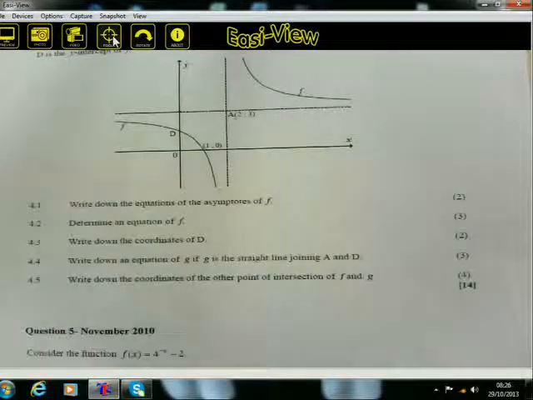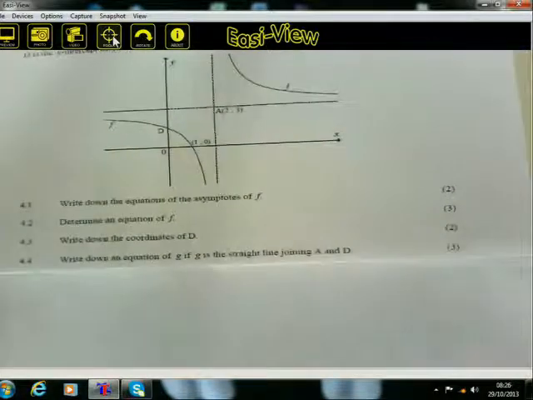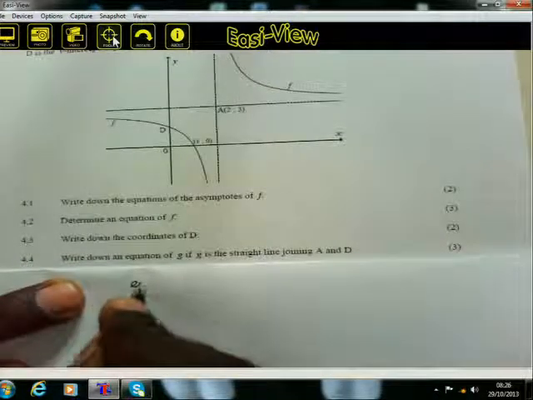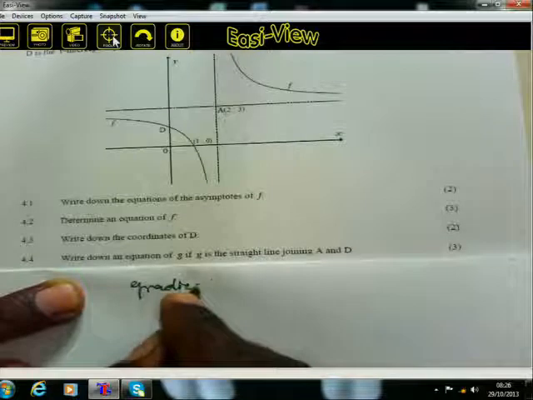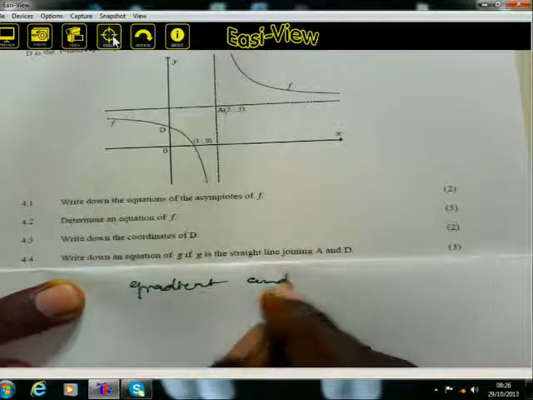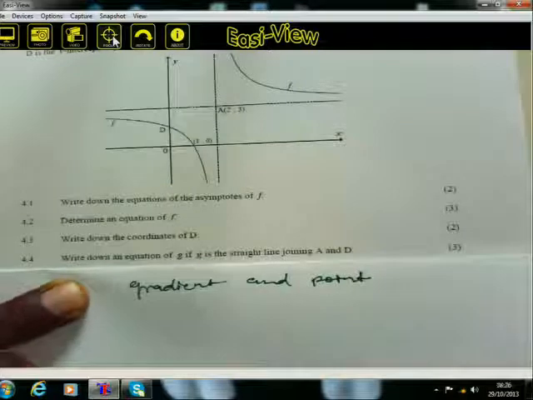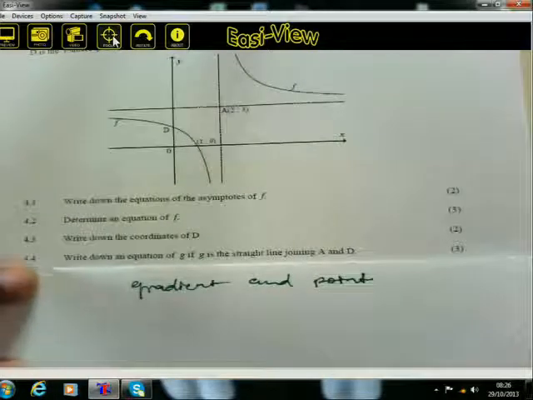For a straight line, to have the equation of a straight line, we must have two things. What are those? We must have a gradient and a point. Okay? A gradient and a point.